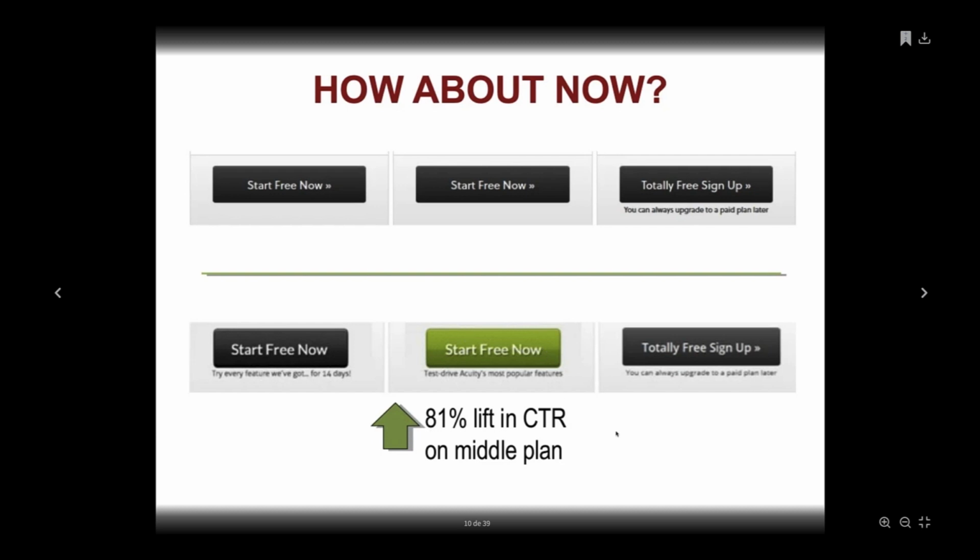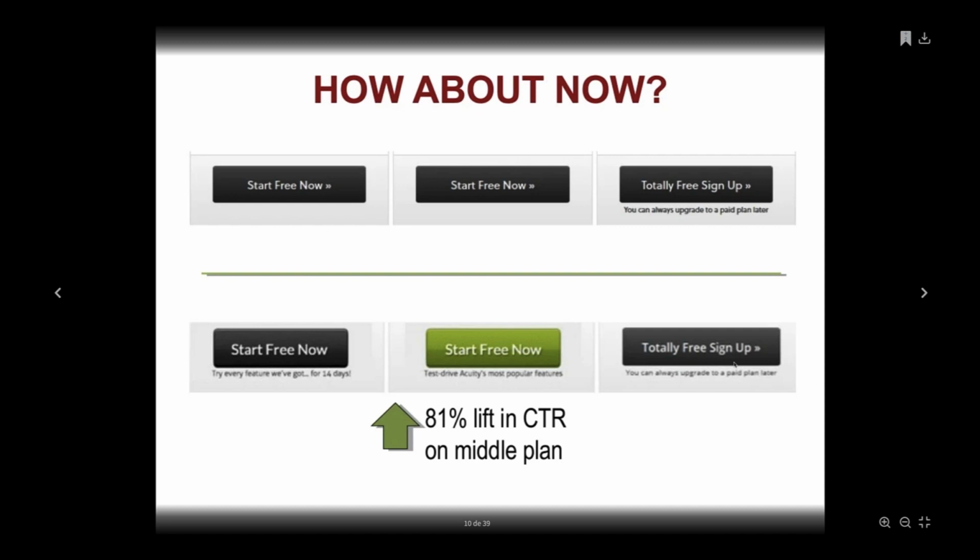And this is statistically significant. So nothing to fear here. This is 100% like, you can trust this. What's interesting, I find, is that the copy is different across the three buttons. We have the totally free sign up and then start free now and start free now. Even with this language, we still saw more people click through on the middle plan, and the other ones were basically unchanged, right? So we didn't see more people click through, statistically significantly at least, on start free now, the leftmost one, or totally free sign up.